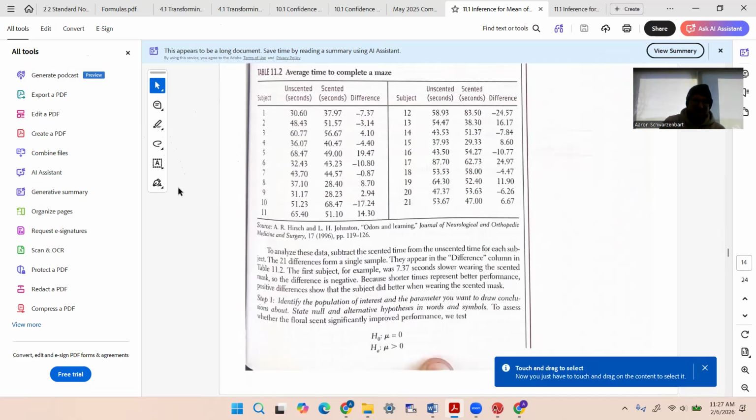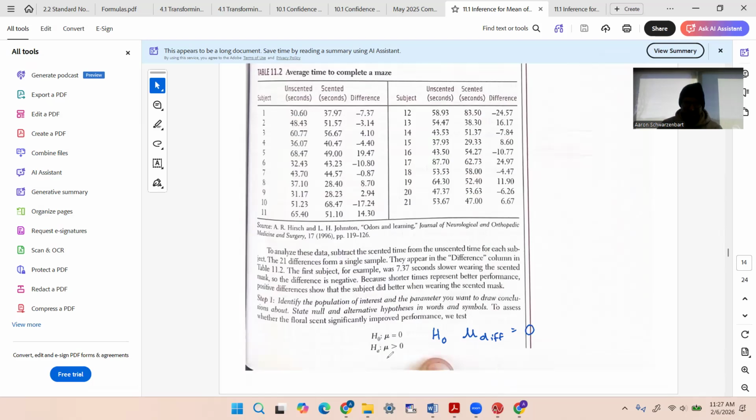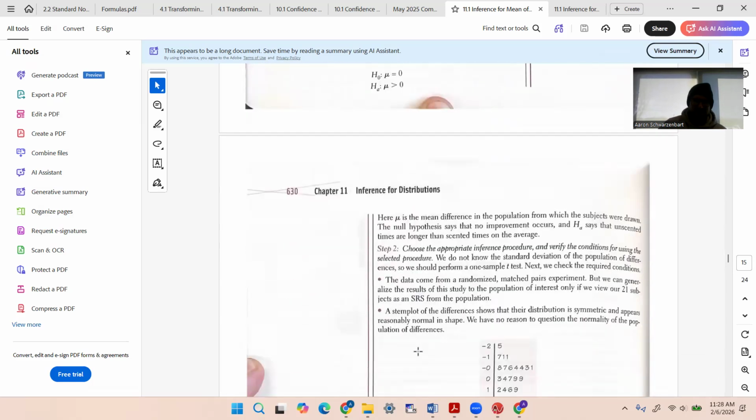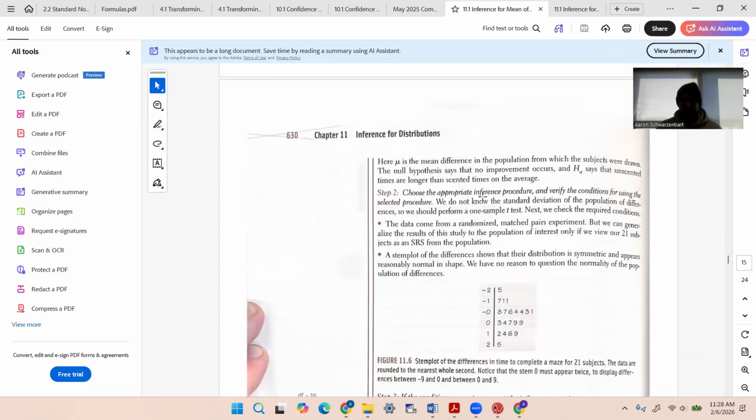Okay? Now, we write our H naught. There is no difference. And you could say this, sometimes the last one they called it mu diff, the difference is 0. HA: the difference is greater than 0. We assume that having a nice smelling scent wouldn't make it worse. That's an assumption. Seems like a reasonable one. We're not going to give a nice smelling scent probably if it doesn't make it better.